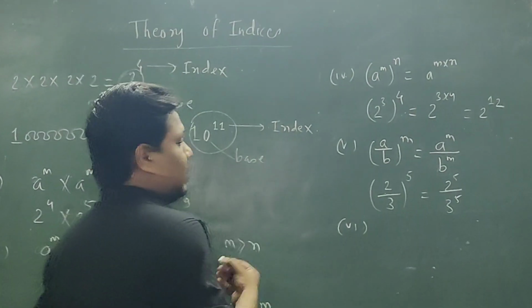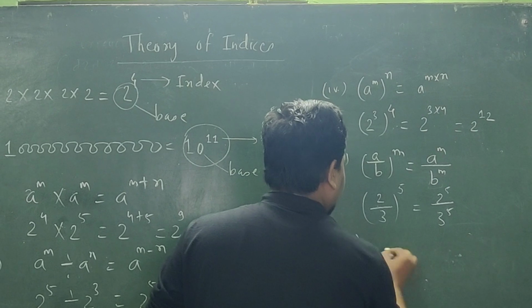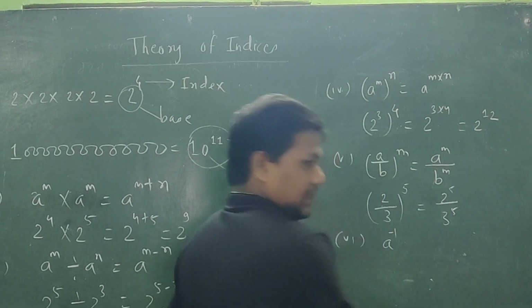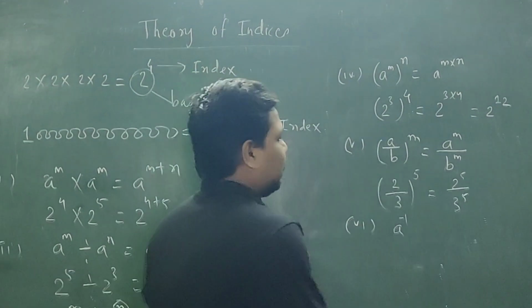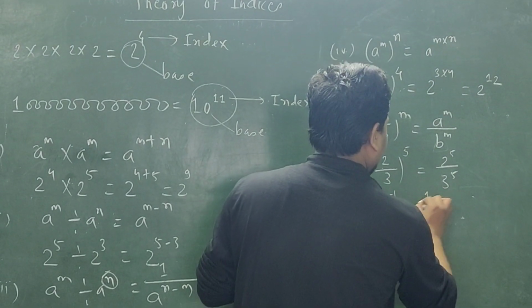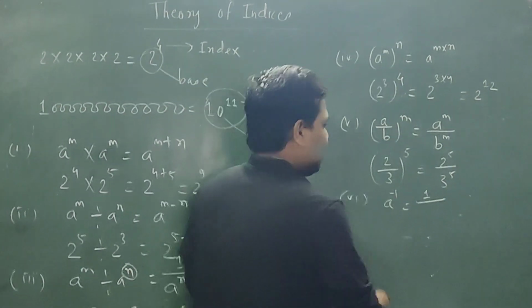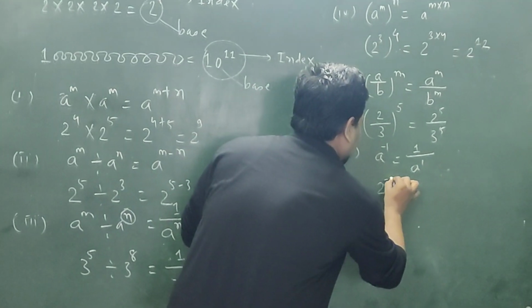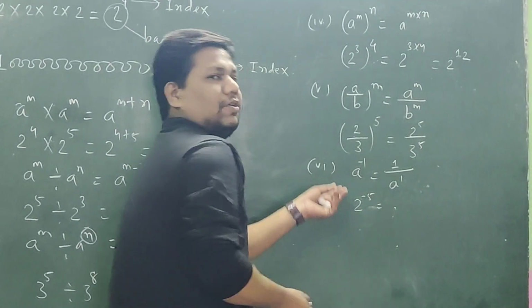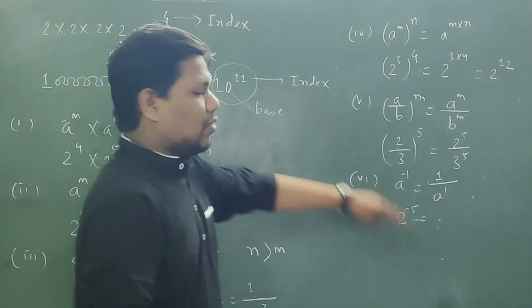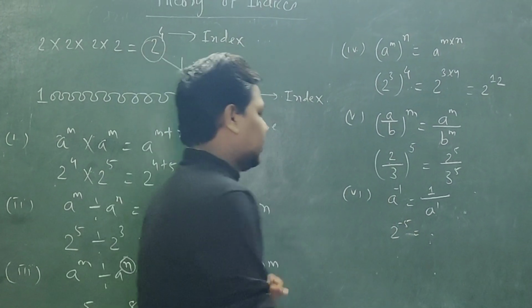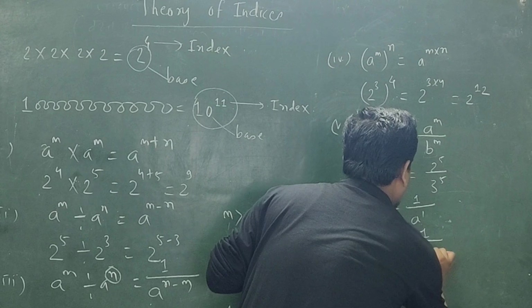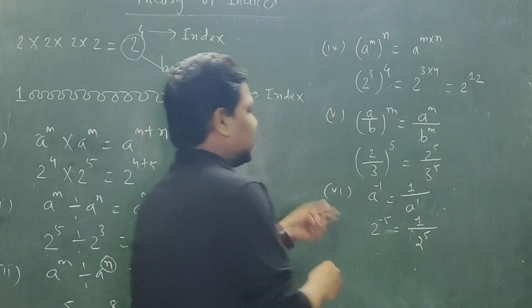Another formula: if anything is raised to minus, suppose a raised to minus 1, then you have to take this in the denominator, a raised to 1. Suppose 2 raised to minus 5, then if we take this in the denominator, it will be positive: 1 upon 2 raised to 5. This will be the answer.